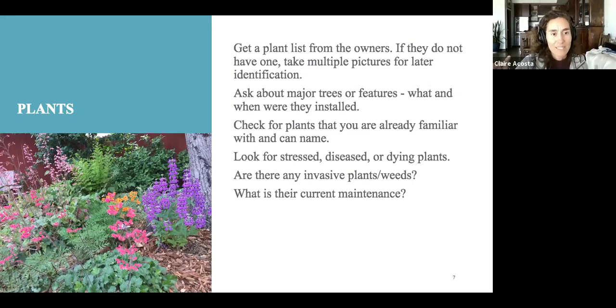Next would be the plants themselves. So we're moving further into this assessment form. Just getting a list of plants, obviously. A list of plants, if they have one, like a plant list, great.